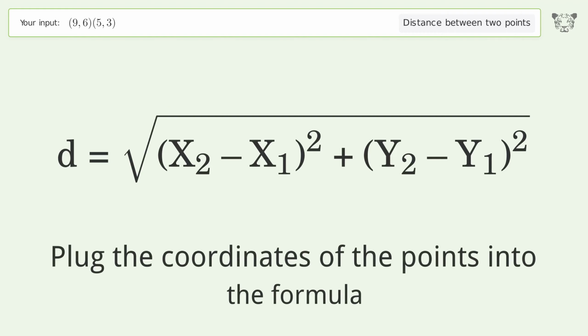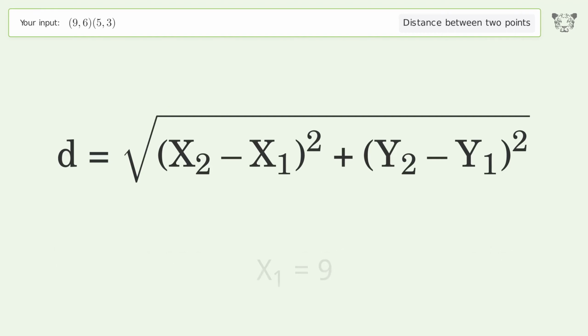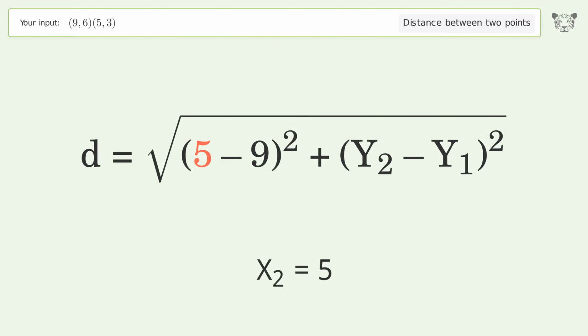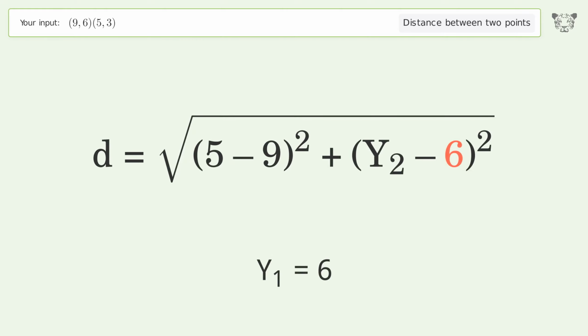Plug the coordinates of the points into the formula. x1 equals 9. x2 equals 5. y1 equals 6. y2 equals 3.